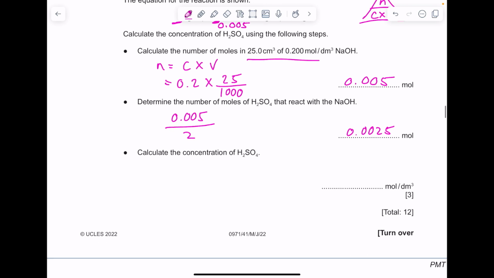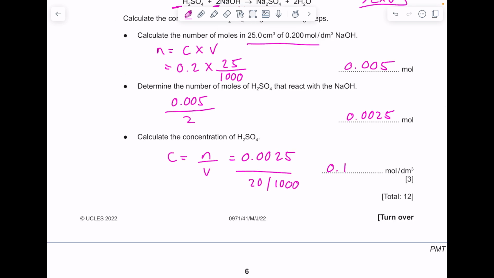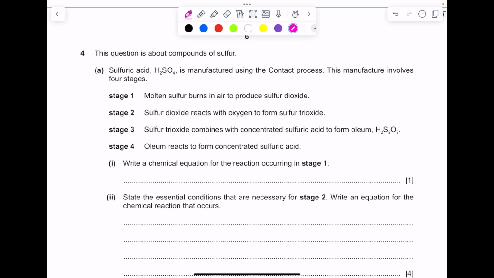Calculate the concentration of sulfuric acid. Use that formula triangle again. It's number of moles divided by volume. We just found the number of moles. The volume we were told was 20 centimeters cubed. So again, get that into decimeters cubed by dividing by 1,000. The answer is 0.125.